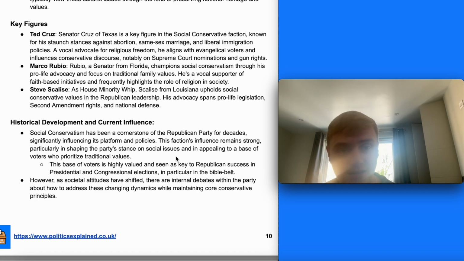Marco Rubio, a senator from Florida, championed social conservatism through his pro-life advocacy and focus on traditional family values. And Steve Scalise, a House Minority Whip from Louisiana, upholds social conservative values in the Republican leadership, again in supporting Second Amendment rights, pro-life legislation, and national defense.